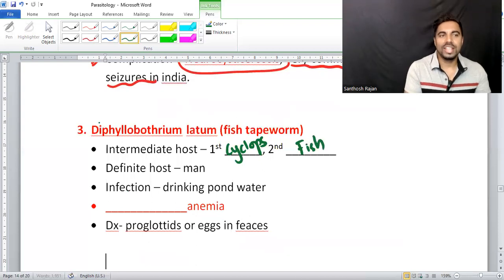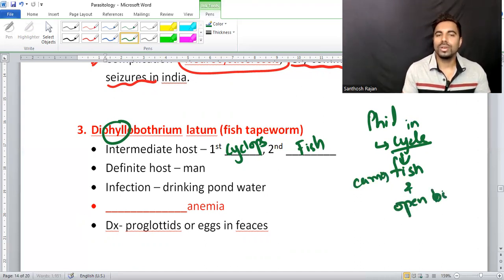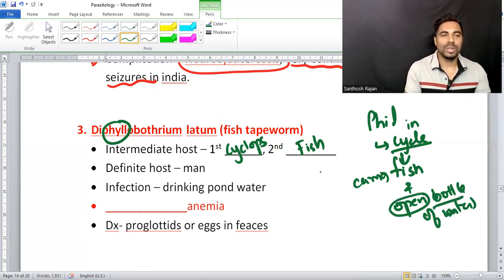Fish. Ye kaise yaad karna hai? Phil hai na? Mr. Phil, uska cycle mein, he carries what? Fish. Phil, in cycle, he carries fish and an open bottle. Open bottle of water. You got it? Open bottle of water. This is the only operculated egg, right? It's the only operculated egg. That's what I'm stressing.